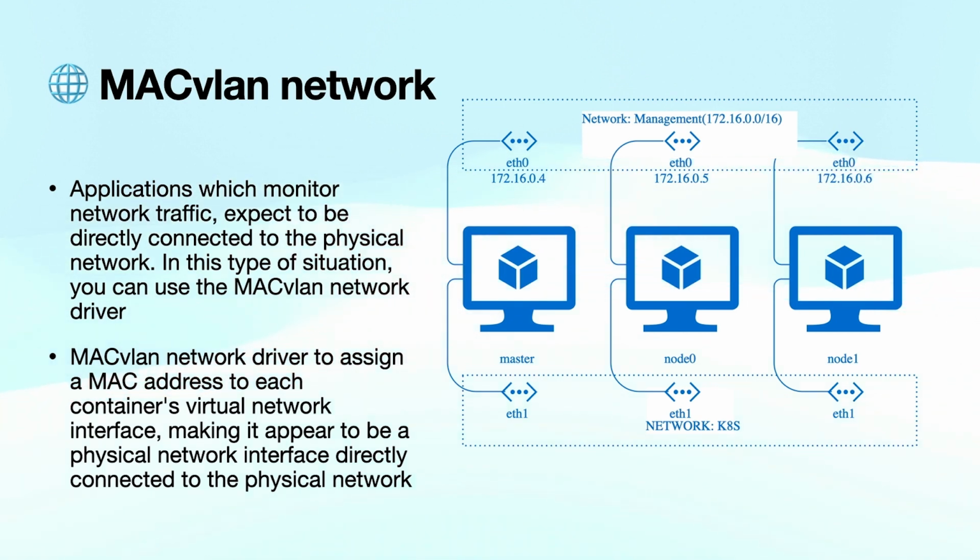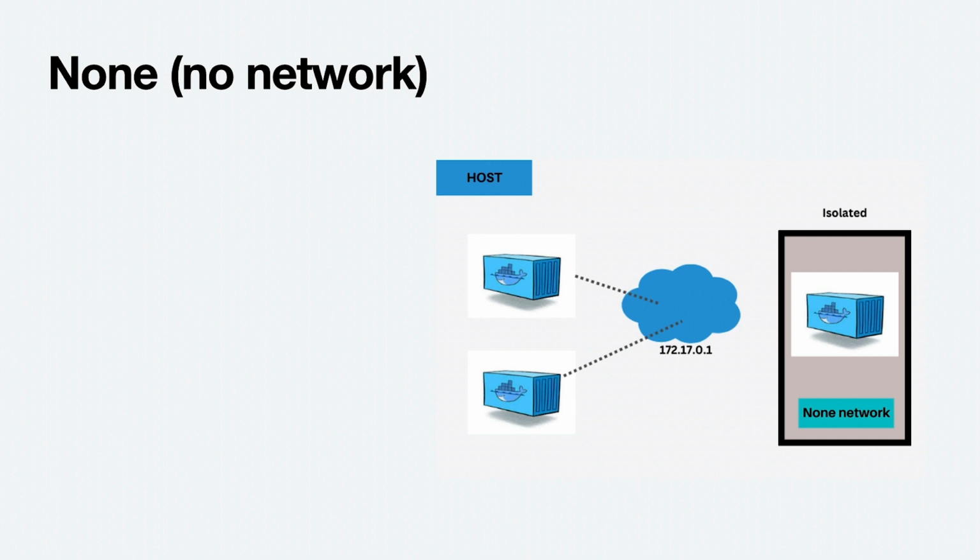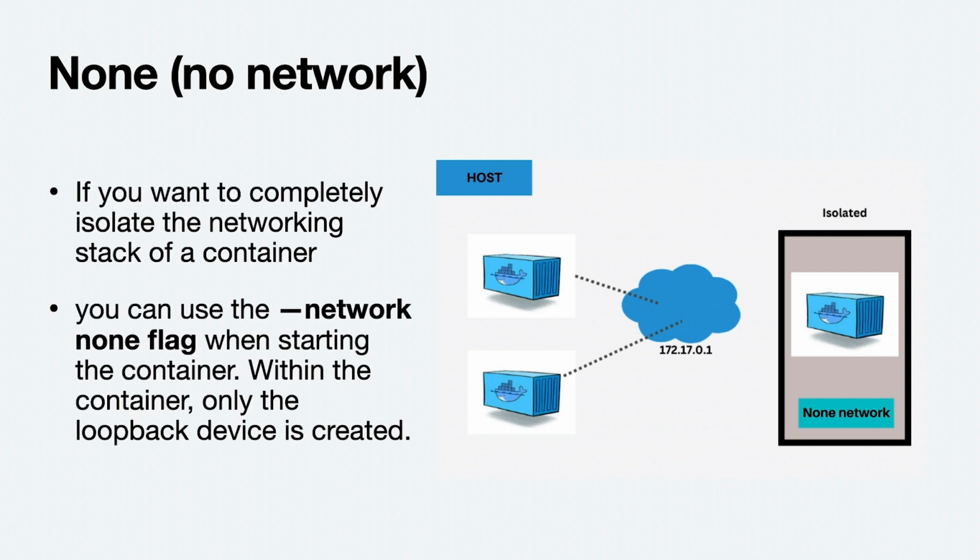The next one is none network or no network. So this network is used to isolate containers, and you can use the network flag as none to start a container in the none network. So that's all for today.